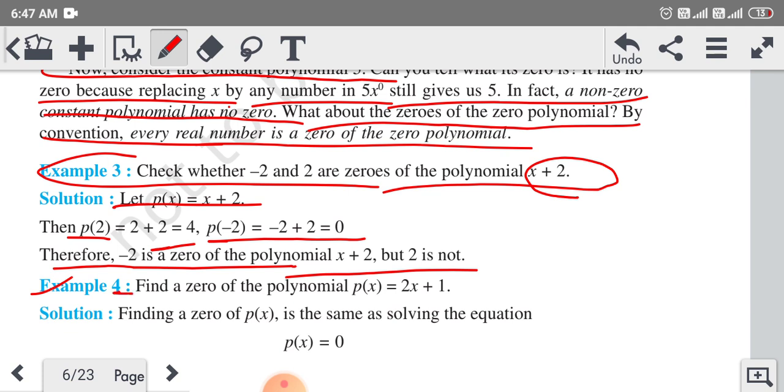Example 4. Find a 0 of the polynomial p(x) is equal to 2x plus 1. Finding a 0 of p(x) is the same as solving the equation p(x) is equal to 0.